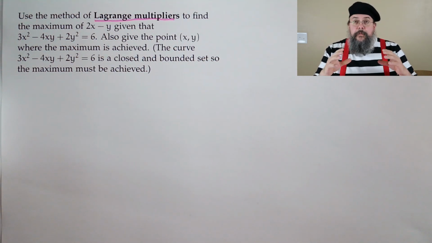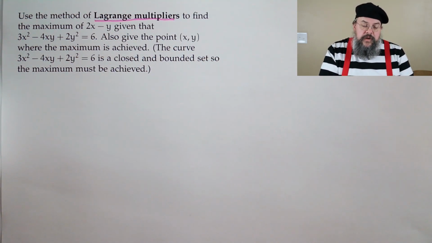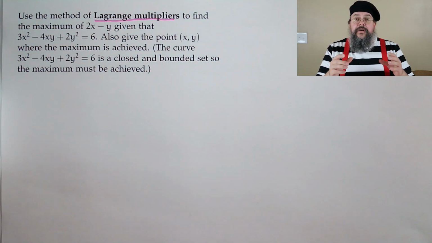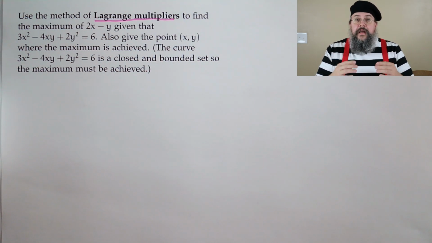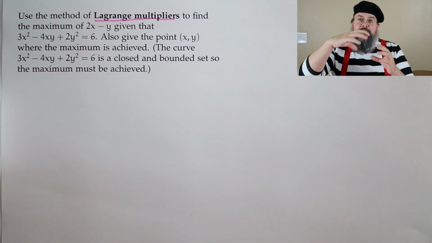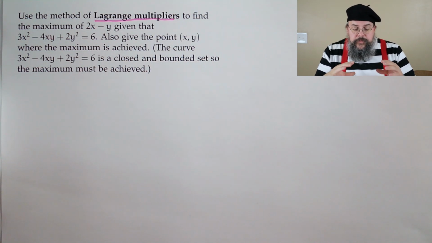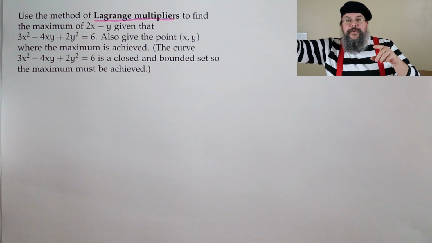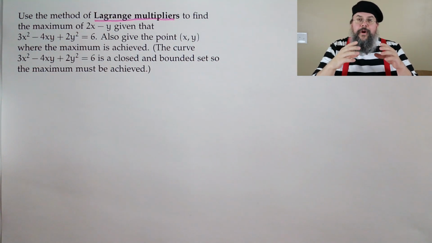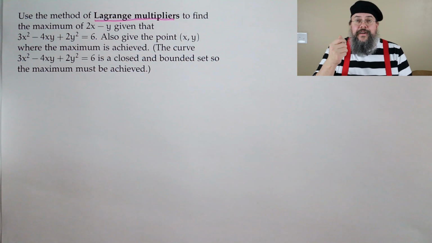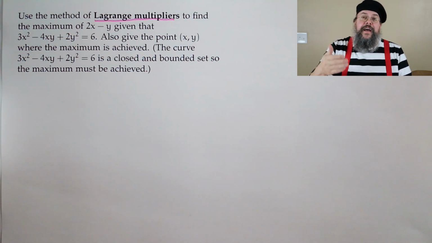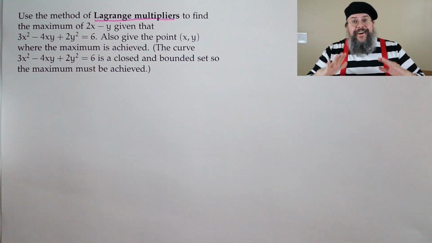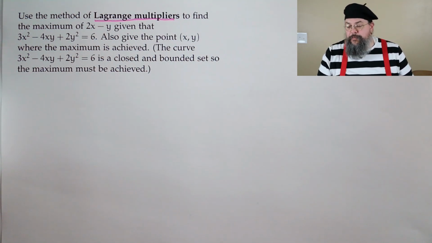All right, now there's a little parenthetical comment here. The curve 3x squared minus 4xy plus 2y squared equals 6 is closed and bounded. In fact, it turns out it's an ellipse that's been turned sideways. And the reason that it's closed and bounded is that an ellipse doesn't have a part of it shooting off to infinity. Now, why do we care? Well, we know if we have a nice function on a closed bounded set, it has to have an absolute max and an absolute min. So that's how we're guaranteed that we're going to have a max and a min.